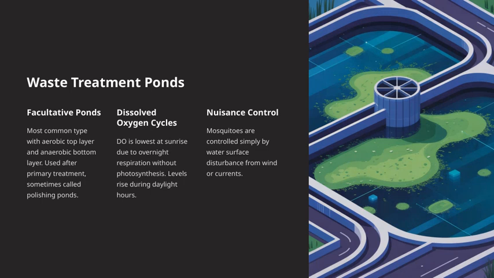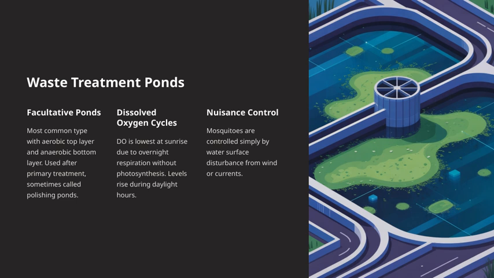Let's talk about waste treatment ponds, starting with facultative ponds. These are the most common type of ponds used in wastewater treatment. They have a layered structure with an aerobic, or oxygen-rich, top layer and an anaerobic, or oxygen-deprived, bottom layer. This setup allows for effective treatment after primary processes, and sometimes these ponds are called polishing ponds because they help further clean the water before it's released or reused.